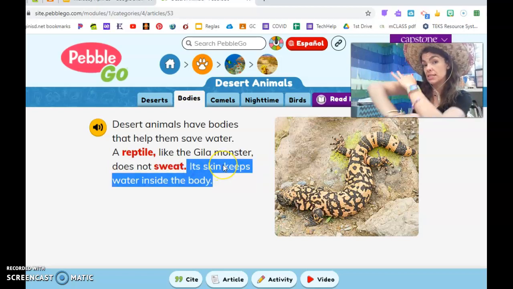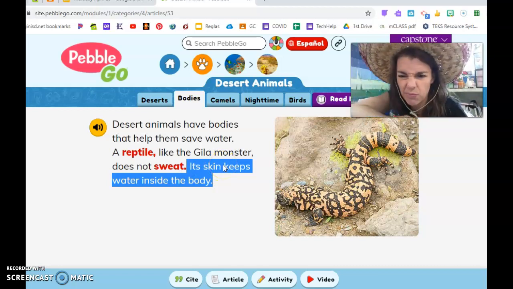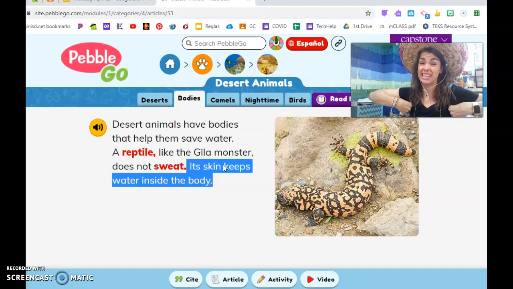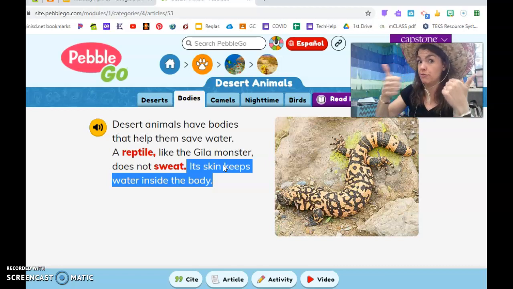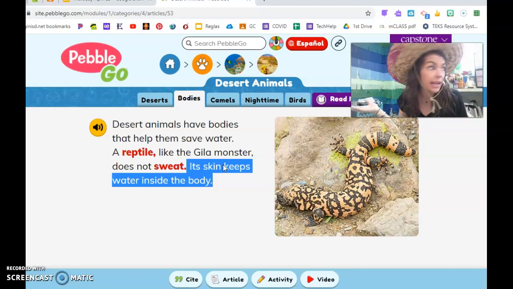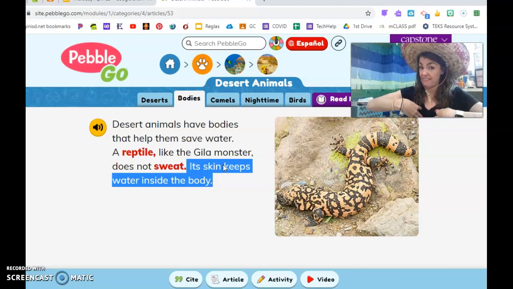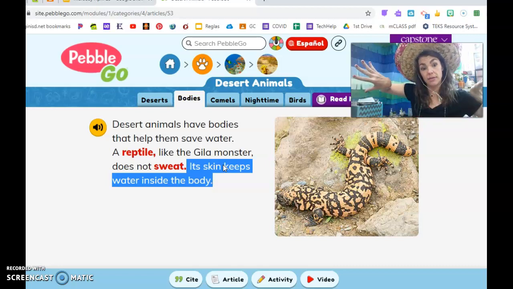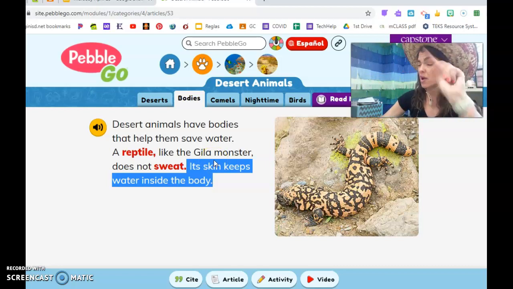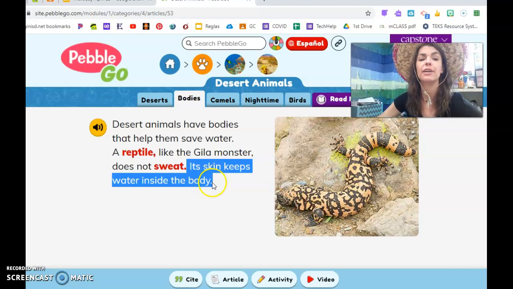They have special skin. Look at their skin. Do you have the same skin? I don't. Our skin is sweating. They are not sweating. And that's good for them. They want to keep the water in their body. Because remember, they can't find any water out in the desert. They need all the water they can have inside. So no sweat. Water stays in. Very, very impressive reptiles in the desert. That is one characteristic you could show me today in your journal.